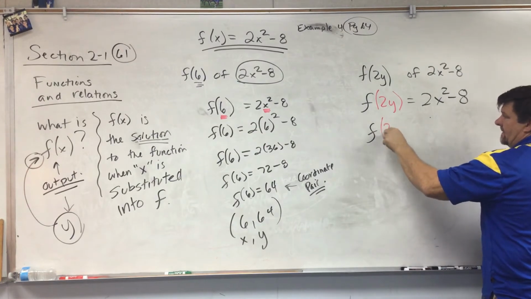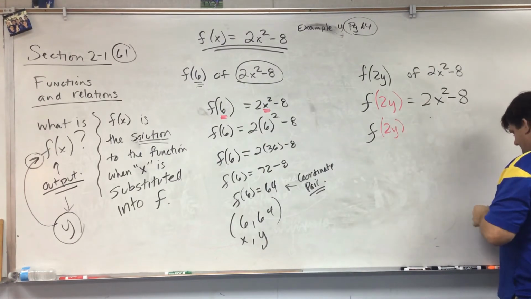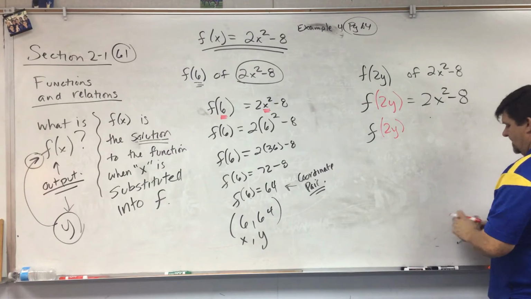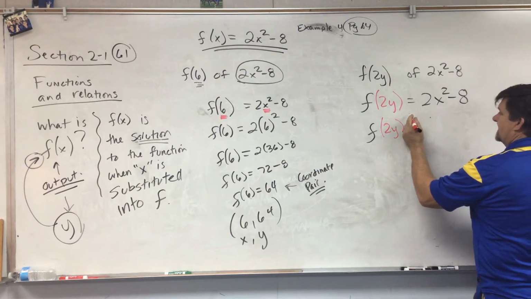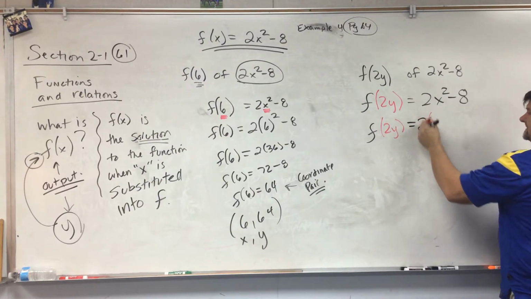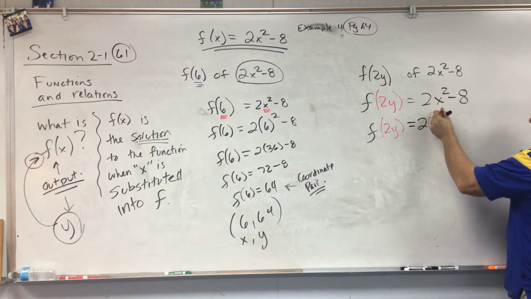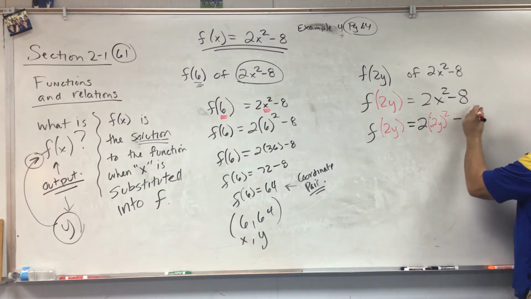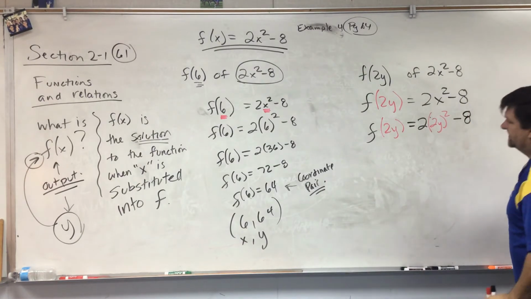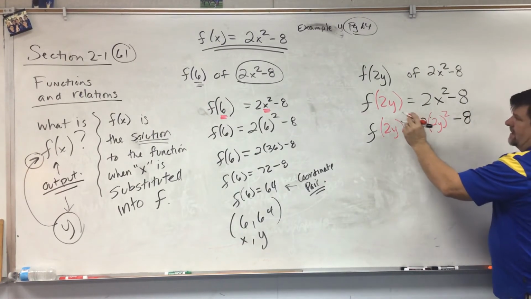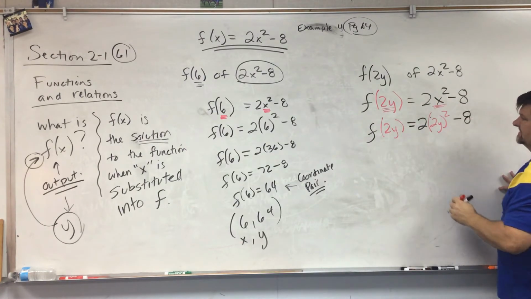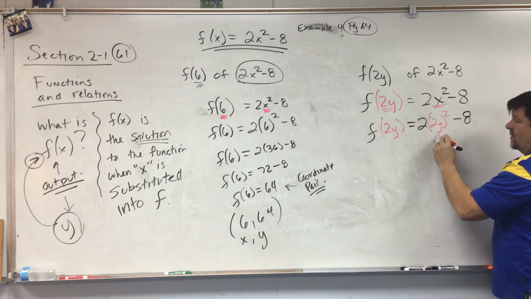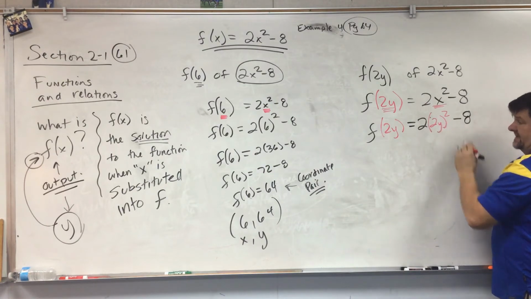And I'll do red pen, black pen here. I'll put them in each hand like that. Let's see if I can do this right. Okay, and then that equals 2 times 2y squared minus 8. So now look, I took the 2y and I plugged it in where x was. So this whole thing gets squared. So the 2y gets squared.